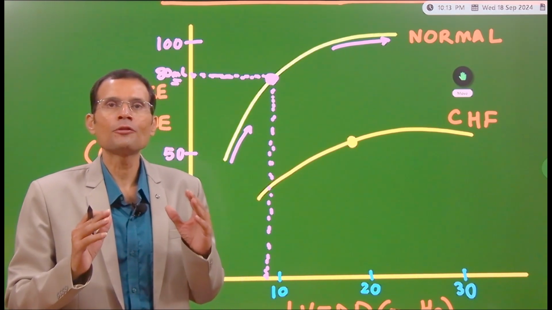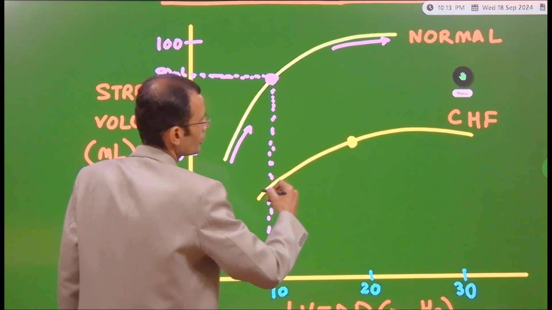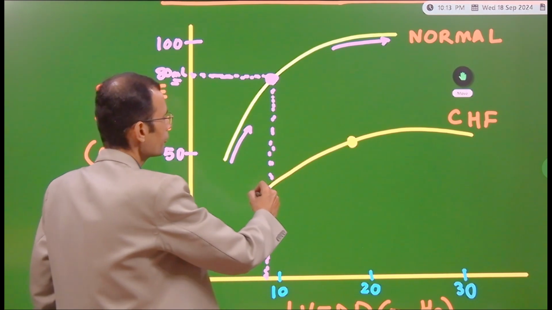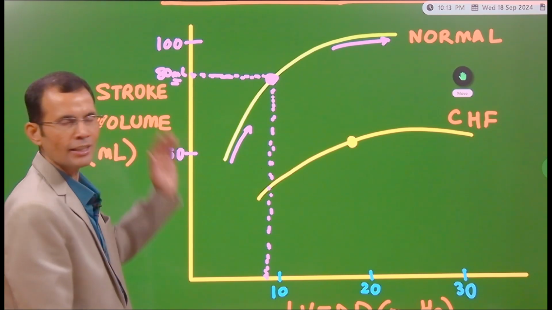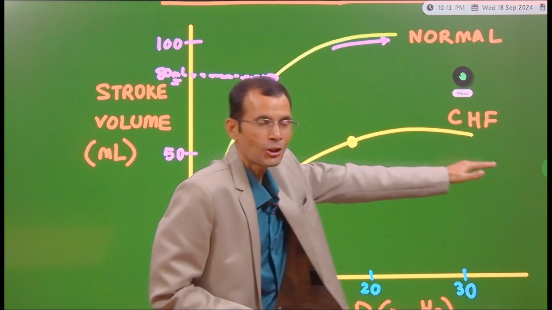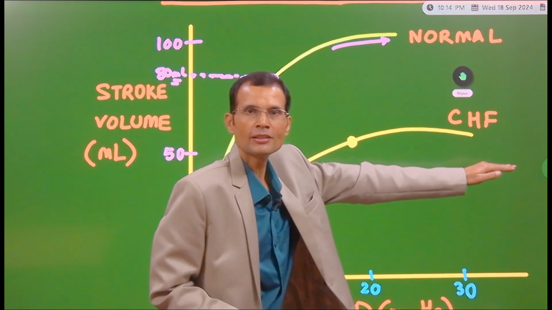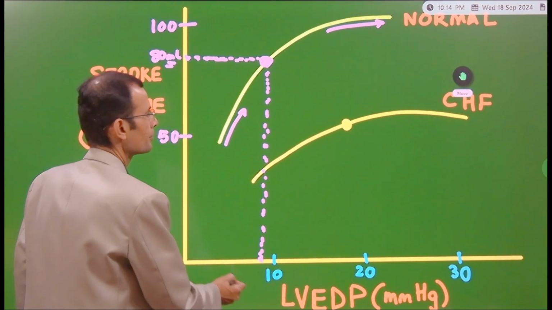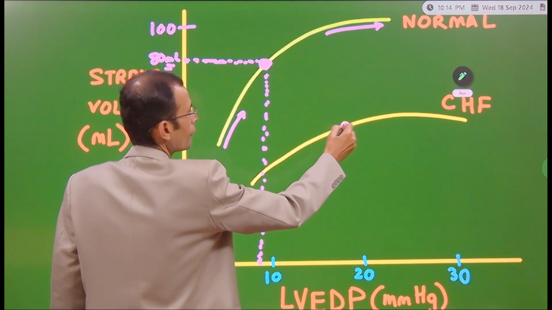What happens in the case of heart failure? You can see here that the curve shown in the yellow is the curve for heart failure. It's a flat curve. So what that means is on the vertical axis the curve is not going up, and on the horizontal axis, that is left ventricular end diastolic pressure, is increasing 10, 20, 30 mm of Hg on the horizontal axis.